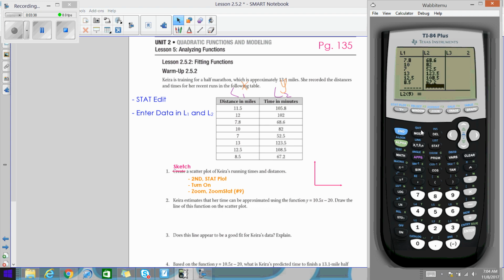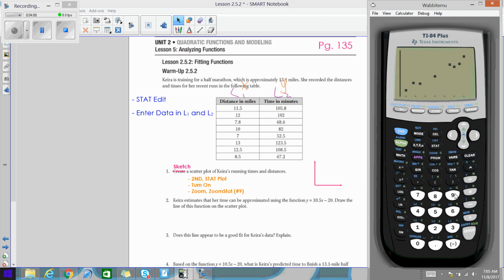So now that we've done this, usually I type in my data and then I go second, y equals, and then turn my stat plot on. Clearly my plot's already on because we've already done that. I usually do that after I've typed in my data. And then we go to see our stat plot. We go zoom, and then we hit 9. Zoom 9 fits it. So there's our data. Wow, look at that.